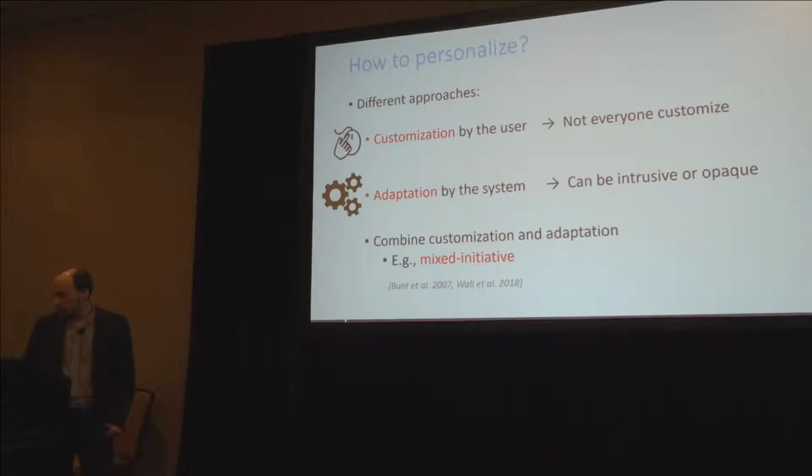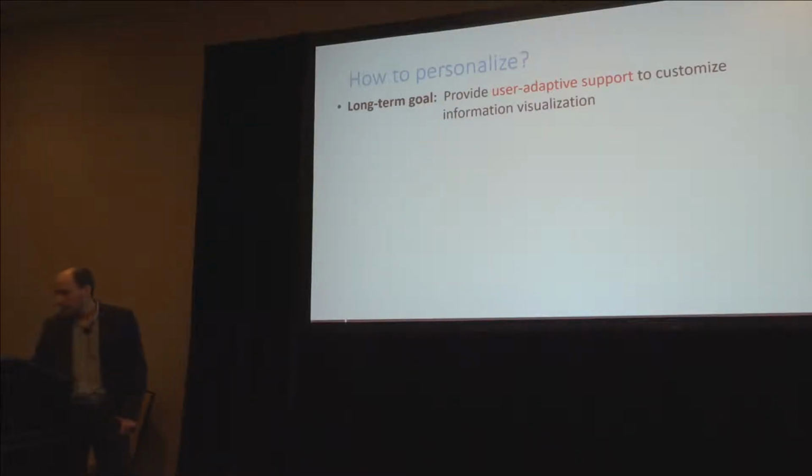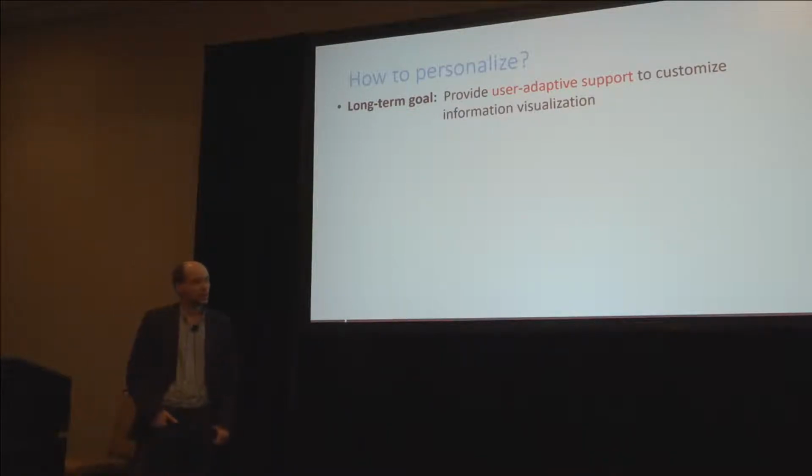So there have been third approaches studied, combining customization and adaptation to try to keep their pros and reduce the cons. One very famous example is the mixed-initiative interface, where the system suggests ways to personalize, but it's up to the user to accept or not these recommendations. So ultimately, the user is in control. This talk fits more in these third approaches, combining adaptation and customization for information visualization. And our idea is to explore whether it could be useful to provide user-adaptive support to customize.